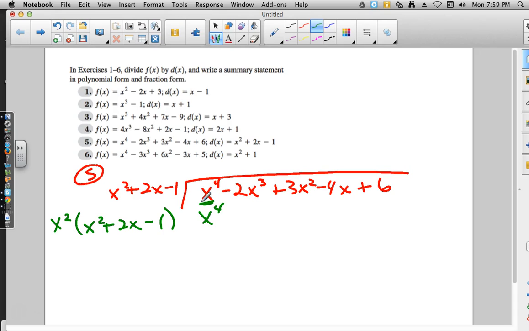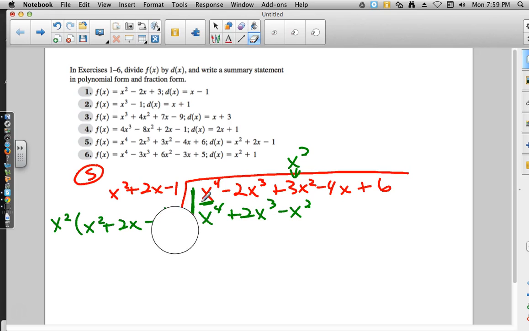X squared times x squared is x to the fourth. X squared times plus 2x is plus 2x cubed. And then we have x squared times negative 1, which would be minus x squared. And I can see that what I wanted to happen right here is happening, that those two are perfect matches. So I'm going to go ahead and line that x squared up right above my other x squared terms.